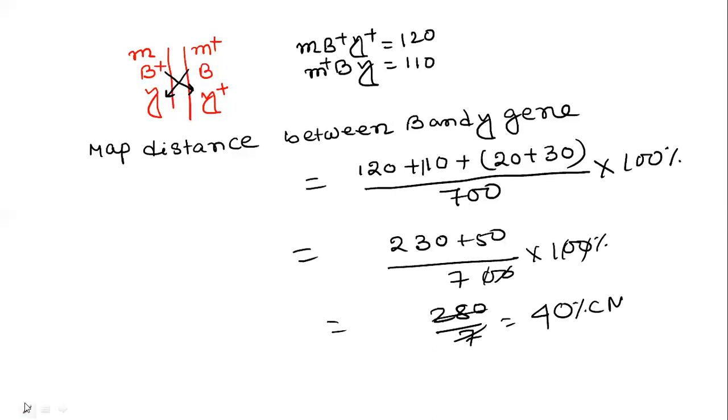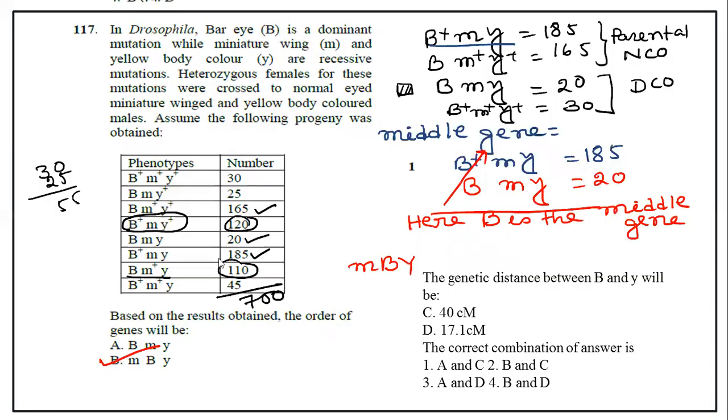1% we know is equal to 1 centimorgan, right? So 1% is equal to 1 centimorgan. So here we will get 40 centimorgan. So the answer is 40 centimorgan distance between them. Now if you want to get the distance between M and B.